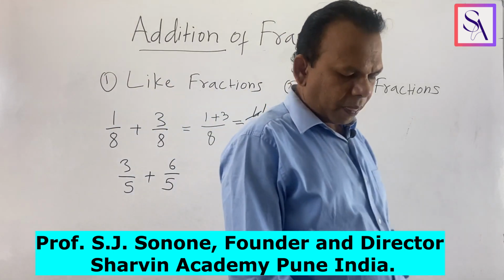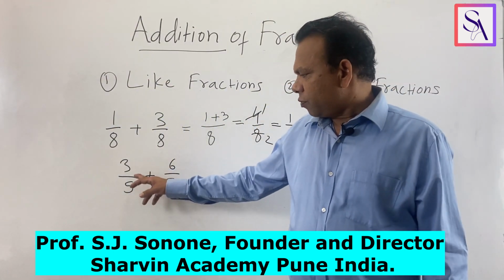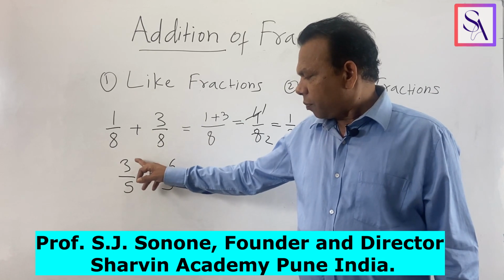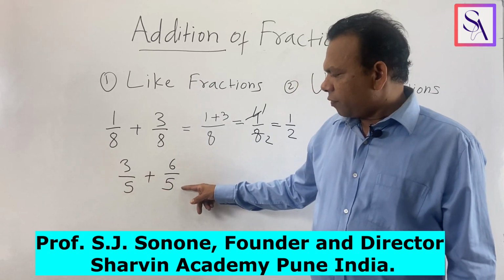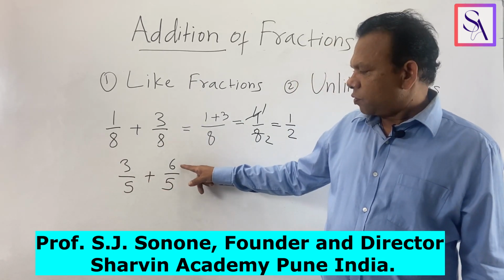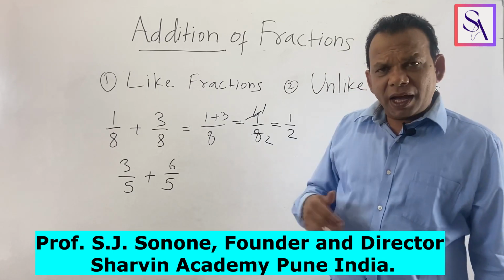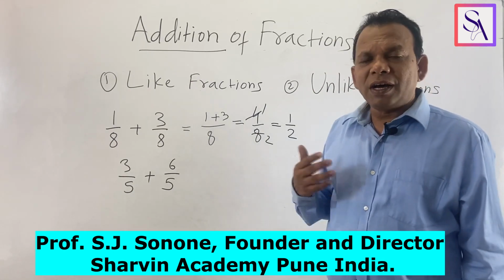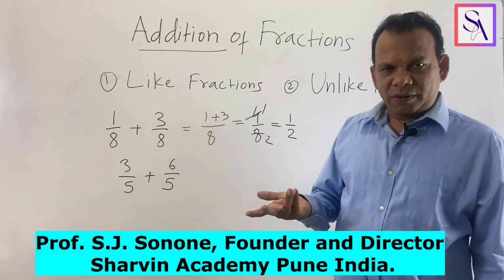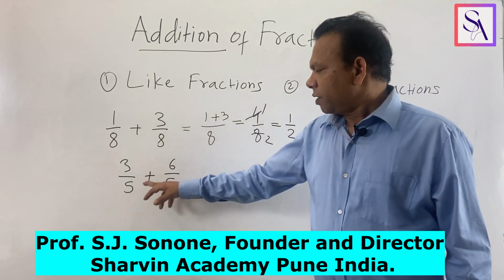Now here 3 by 5 is a proper fraction, and 6 by 5 is an improper fraction because the numerator is greater. Why am I telling it repeatedly? Because you will learn what is proper and what is improper, right? So 3 by 5 plus 6 by 5.